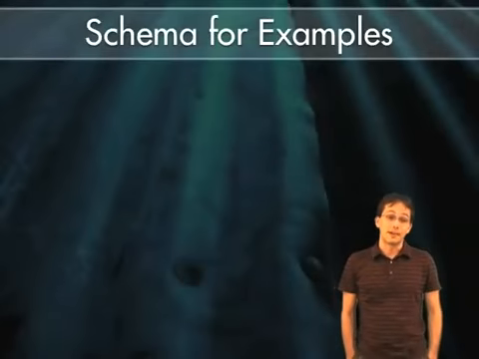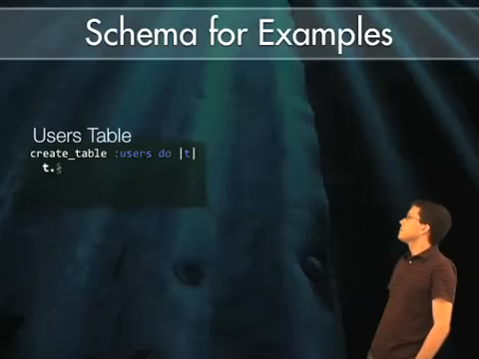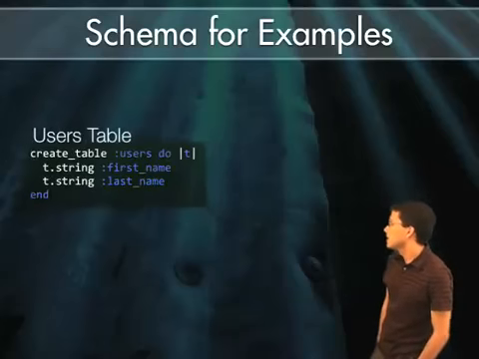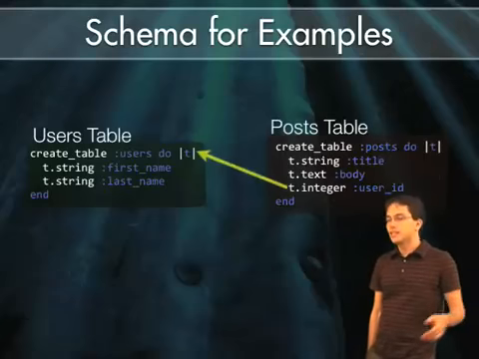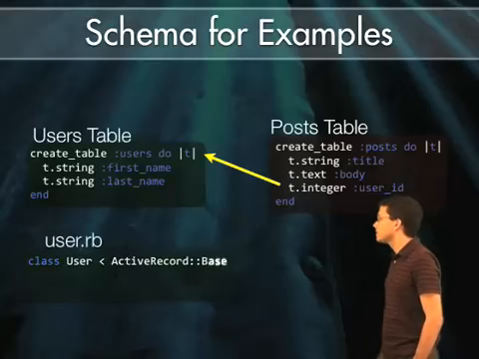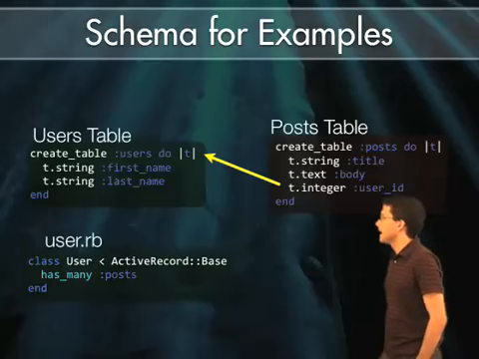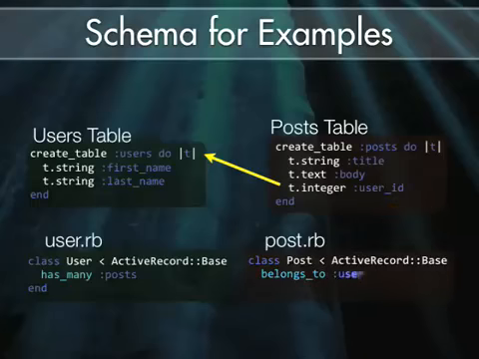For most of this tutorial, we'll be working with a common schema, and it looks a little bit like this. We've got a typical users table, a posts table, and this is with a blog. A user has many posts with the relationship there. Inside the user model, the user has many posts, and inside the posts model, the post belongs to user.